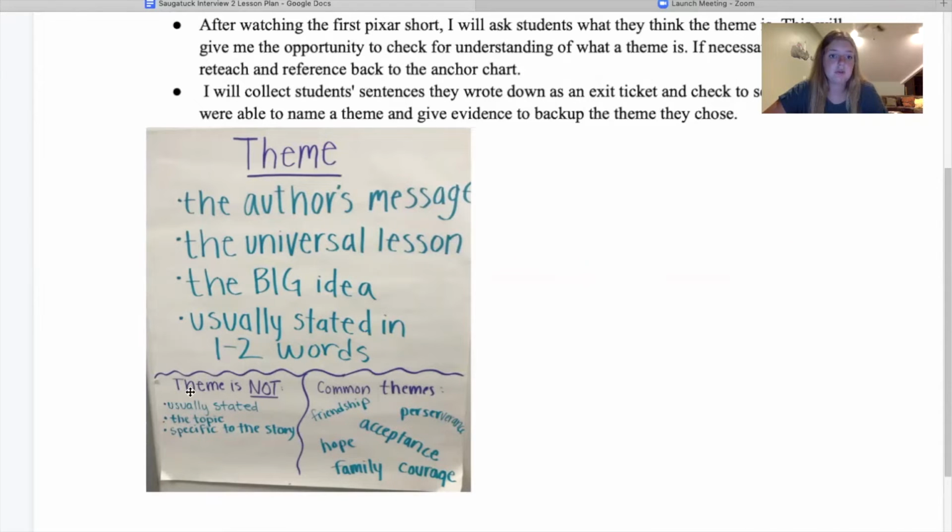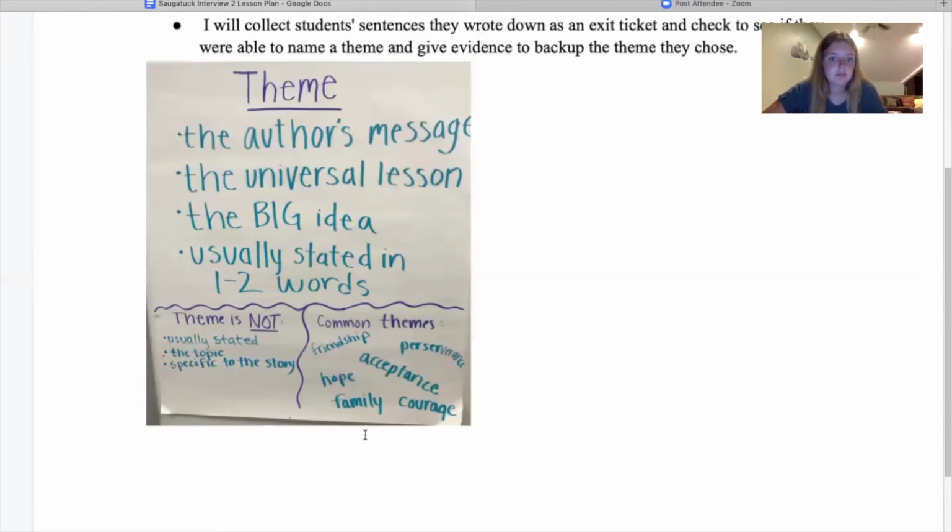I think it's really important to give non-examples. At the bottom here, I have that theme is not usually stated. It is not the topic, so it wouldn't be something like birds or dogs. And it's not specific to the story. It can be applied in many different stories. Then I gave a few common themes as examples down here at the bottom so that students can have an idea of what a theme might be.